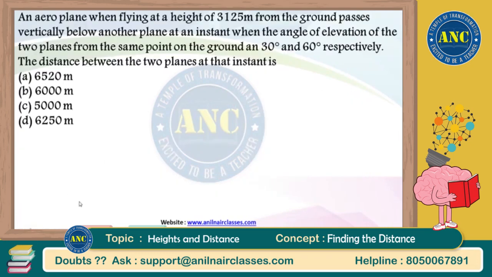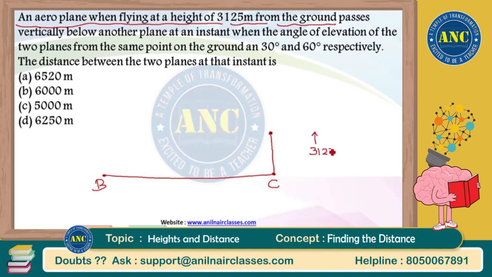Your question is, again, a very good question, sir. An aeroplane is flying at a height of 3125 meters from the ground. That means there is a ground, and I will name this ground BC first of all. There is an aeroplane flying at a height of 3125 meters. According to the question, this value of DC is given as 3125 meters from the ground.